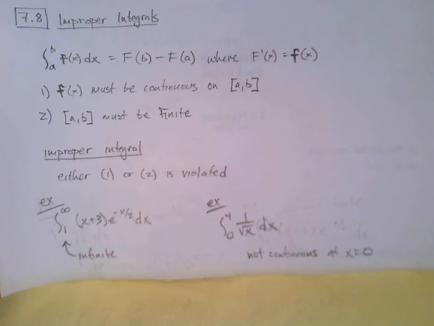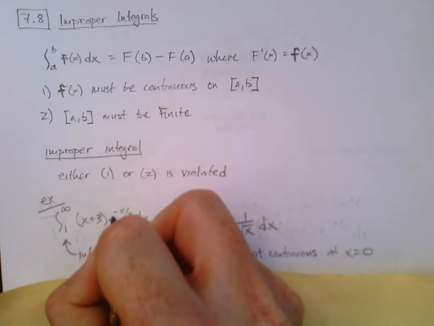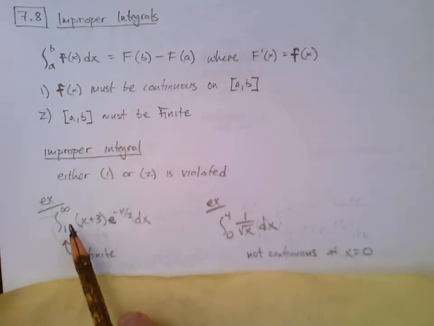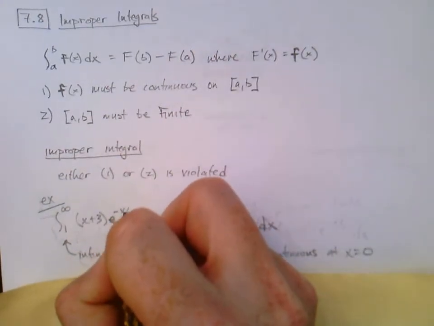Here we go. The first one: the integral from 1 to infinity of x plus 3 e to the negative x over 2 dx. Well, 1 to infinity is not finite, so number 2 is violated here. That would be an improper integral, and we'll do this example in just a moment.